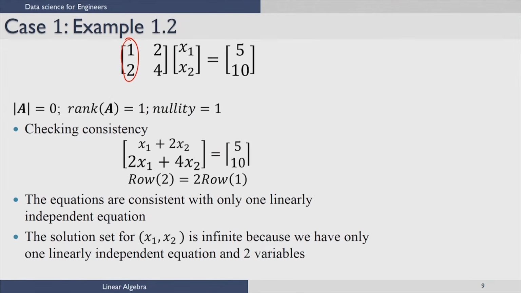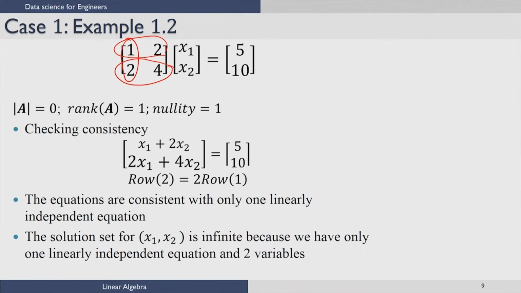Similarly, if you divide, for example, the second row by 2, you will get the first row, or if you multiply the first row by 2, you will get the second row. So, the rows are also linearly dependent, and as I said before, there is only one linearly independent column, and that necessarily means that there will be only one linearly independent row.